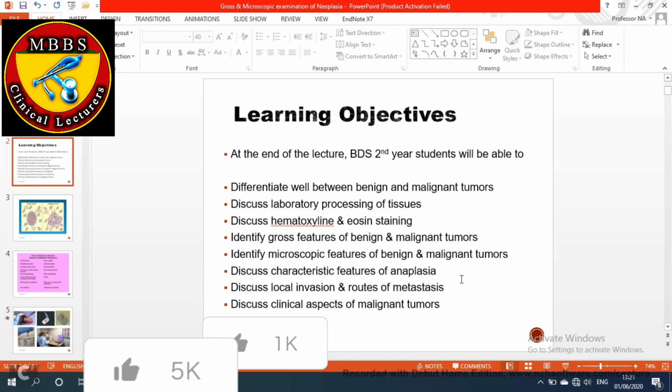They should know how to discuss the characteristic features of anaplasia. This is the most important area of this lecture today. Then they should be able to discuss local invasion, routes of metastasis, and some of the important clinical aspects of malignant tumors. Let's begin with the recap.